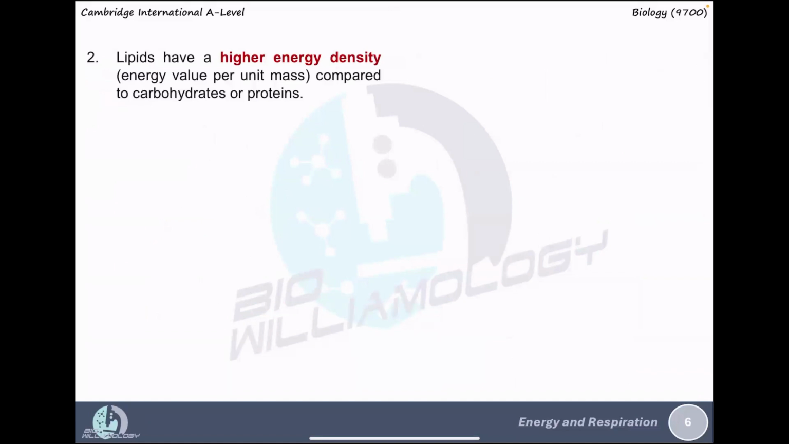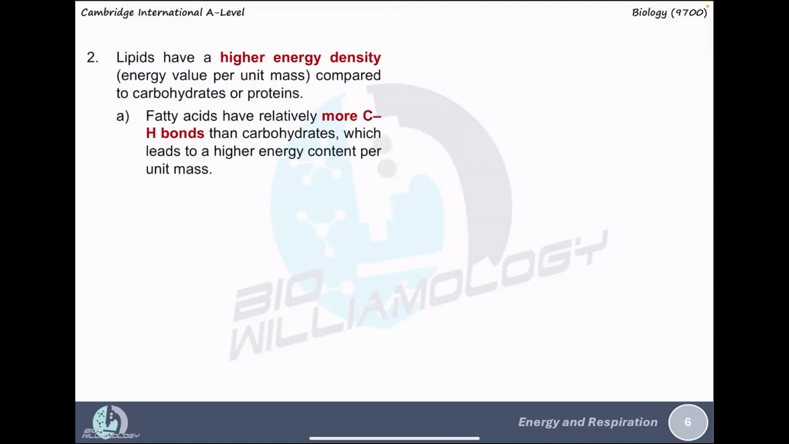We know that lipids have a higher energy density compared to carbohydrates or protein. So why do fatty acids have more energy or higher energy density? It's because fatty acids have relatively more carbon-hydrogen bonds than carbohydrates. Therefore, there are more hydrogen atoms per unit mass in fatty acids compared to carbohydrates as well as protein.